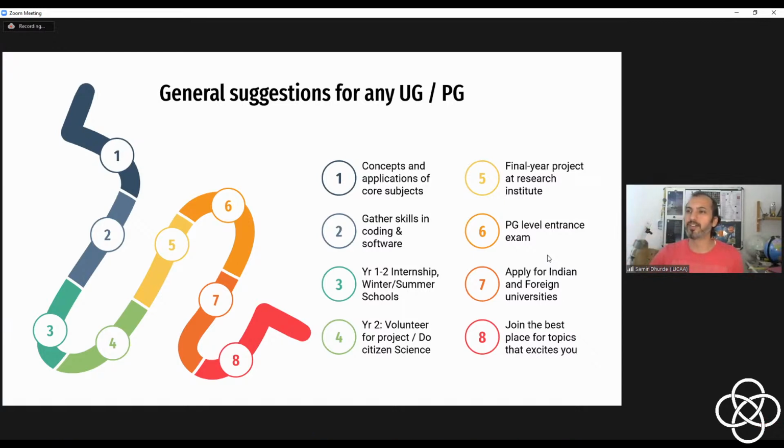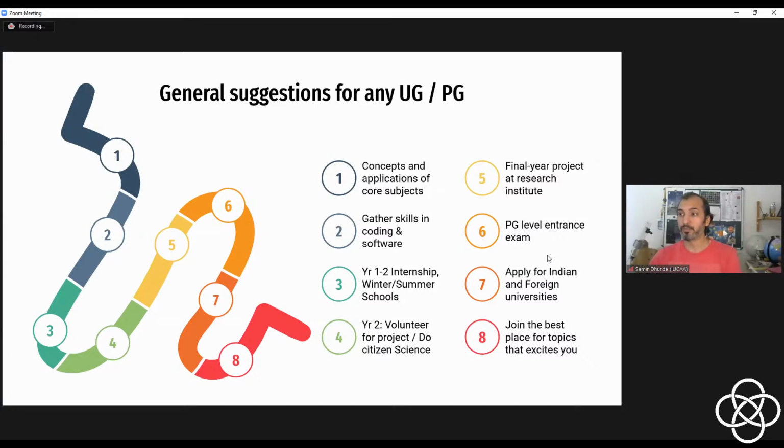This is kind of a few steps that we recommend to UG PG students. They should first work on, in these 3 or 5 years that you have, your concepts of science, of physics that you're studying, of the post-graduate subjects that you're studying, and also look at their applications. If you have a good understanding of that, then I think your path becomes much easier in the future.